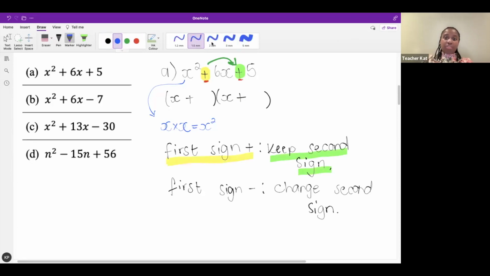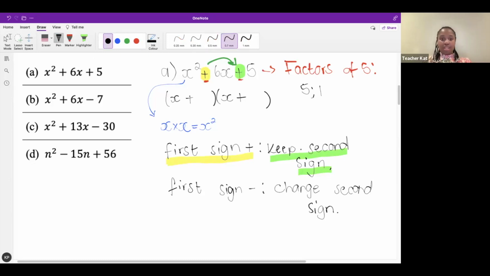After that, we're going to look for the factors of 5. What are the factors of 5, which should be very easy here? There are only 2. The factors of 5 are 5 and 1. The only way you can get 5 is by saying 5 times 1. And because there are only 2, you have to have a 5 there and a 1 there.